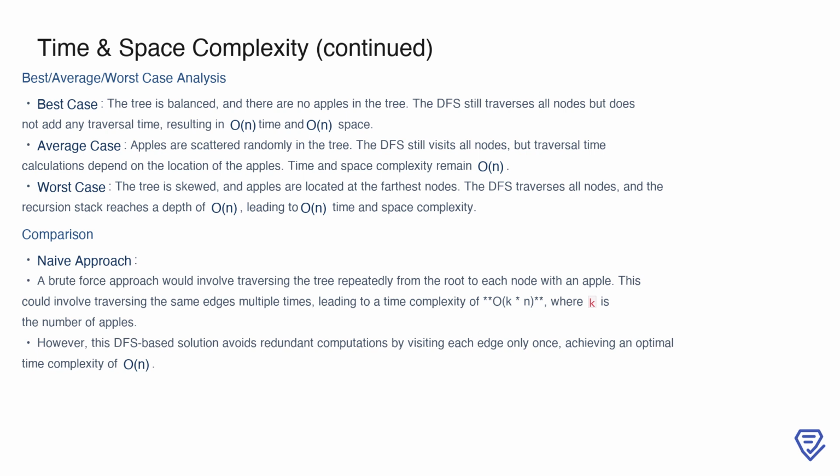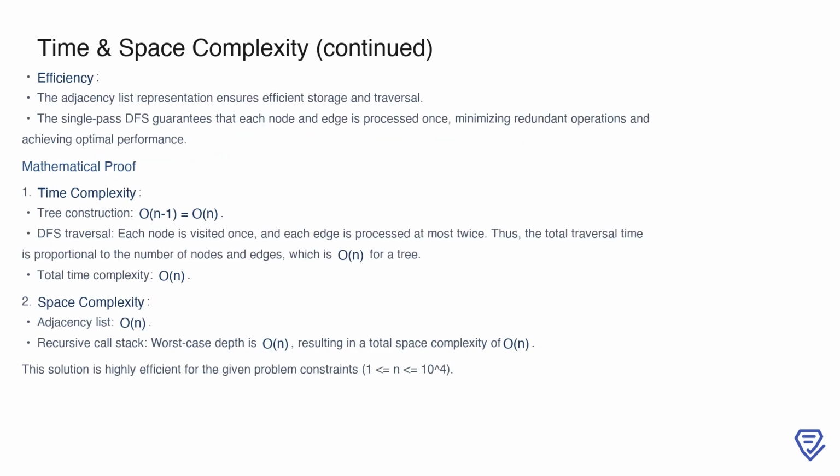For comparison, a naive approach that repeatedly traverses the tree from the root to each apple would lead to redundant visits, yielding a far less efficient time complexity of O(k*n), where k is the number of apples. Our DFS-based solution avoids such inefficiencies, ensuring an optimal O(n) time complexity. This solution is highly efficient due to the use of an adjacency list and a single-pass DFS. The adjacency list provides a compact and efficient way to store the tree structure, minimizing memory usage while allowing fast traversal. The DFS ensures that each node and edge is processed only once, avoiding redundant operations and maintaining optimal performance.